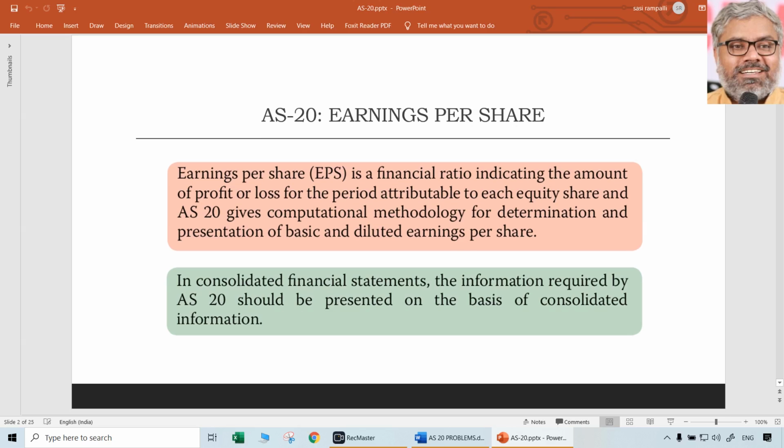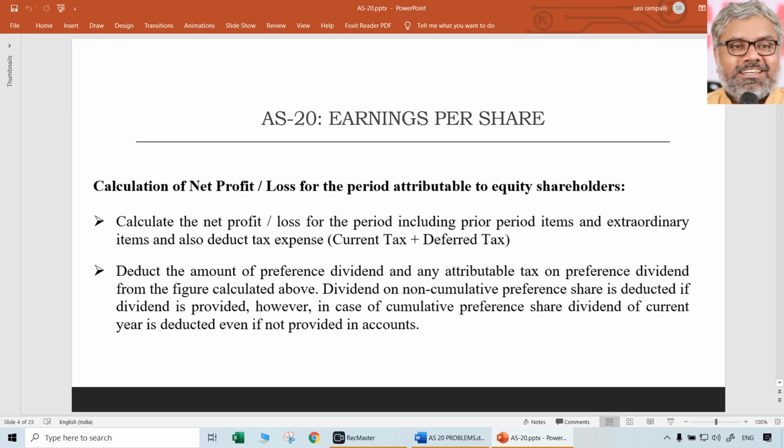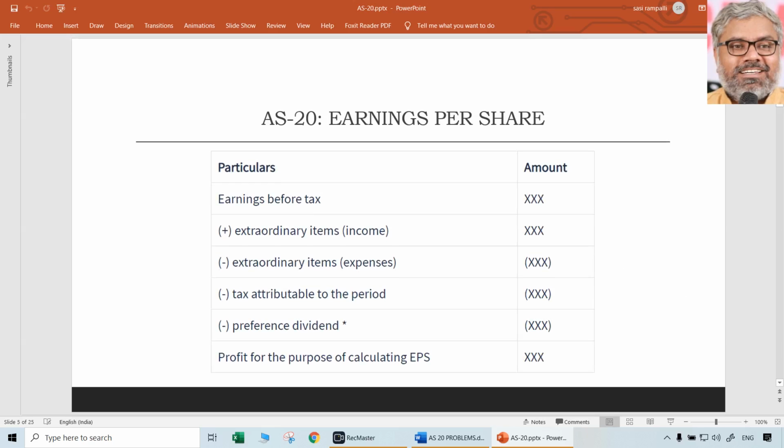Of course, EPS is a financial ratio which can be calculated using this formula: net profit or loss attributable to the equity shareholders divided by weighted average number of equity shares outstanding during the period. So computation of weighted average number of shares becomes important. Numerator can be easily calculated by taking the profit or loss after the tax, after the extraordinary items also being adjusted, after deducting the preference dividend also.